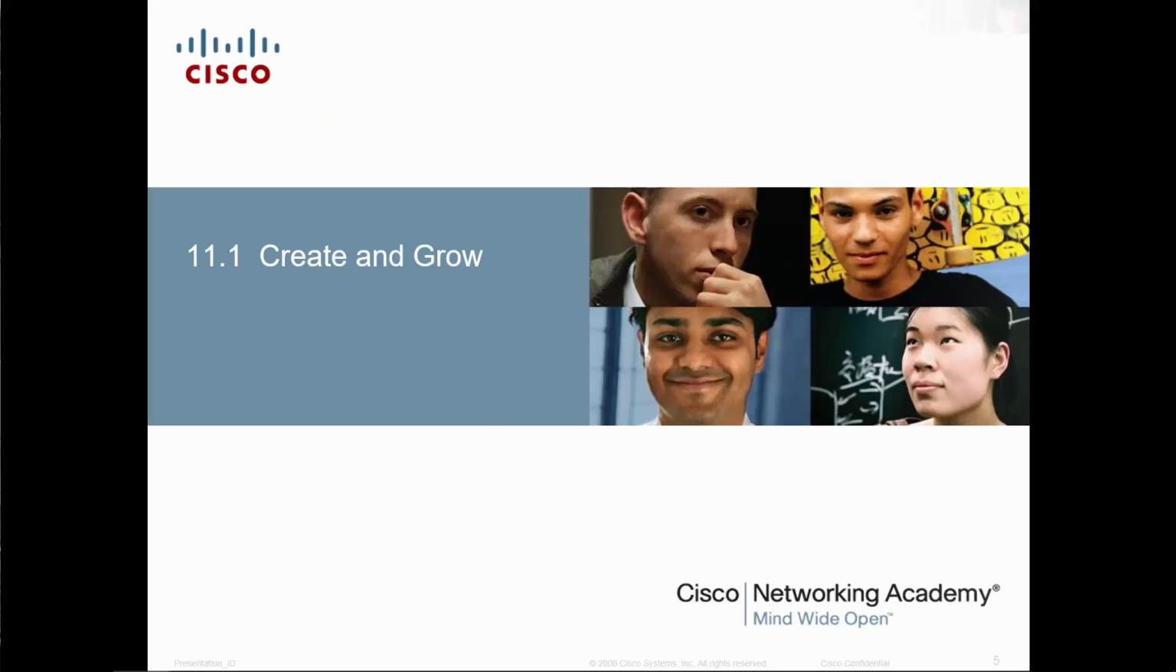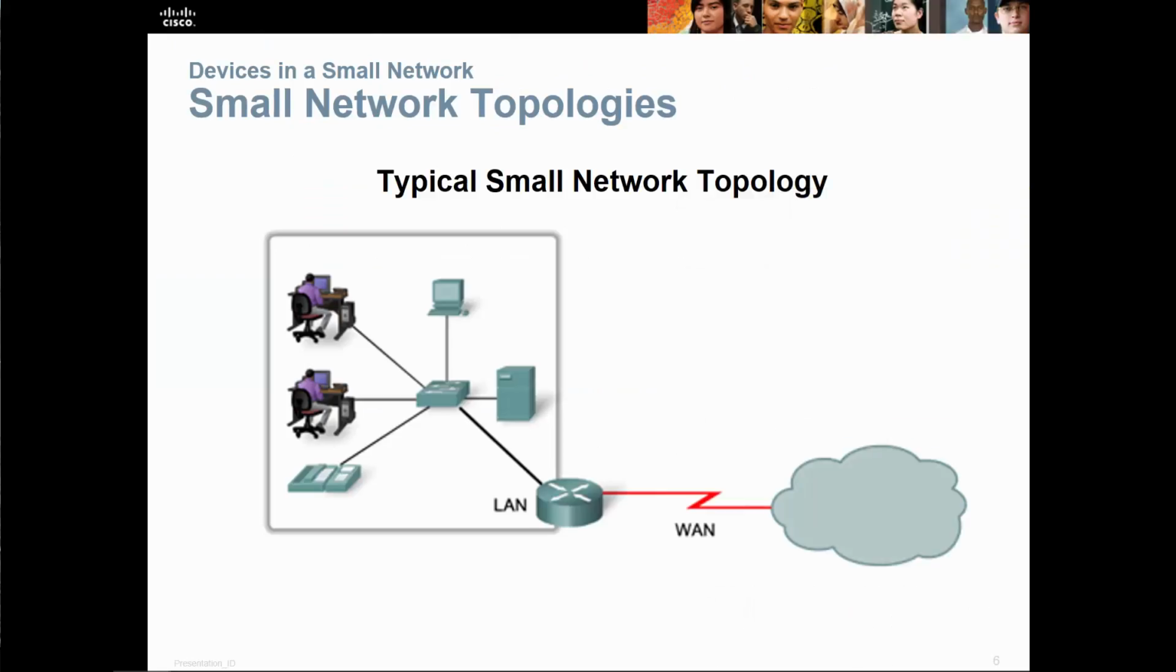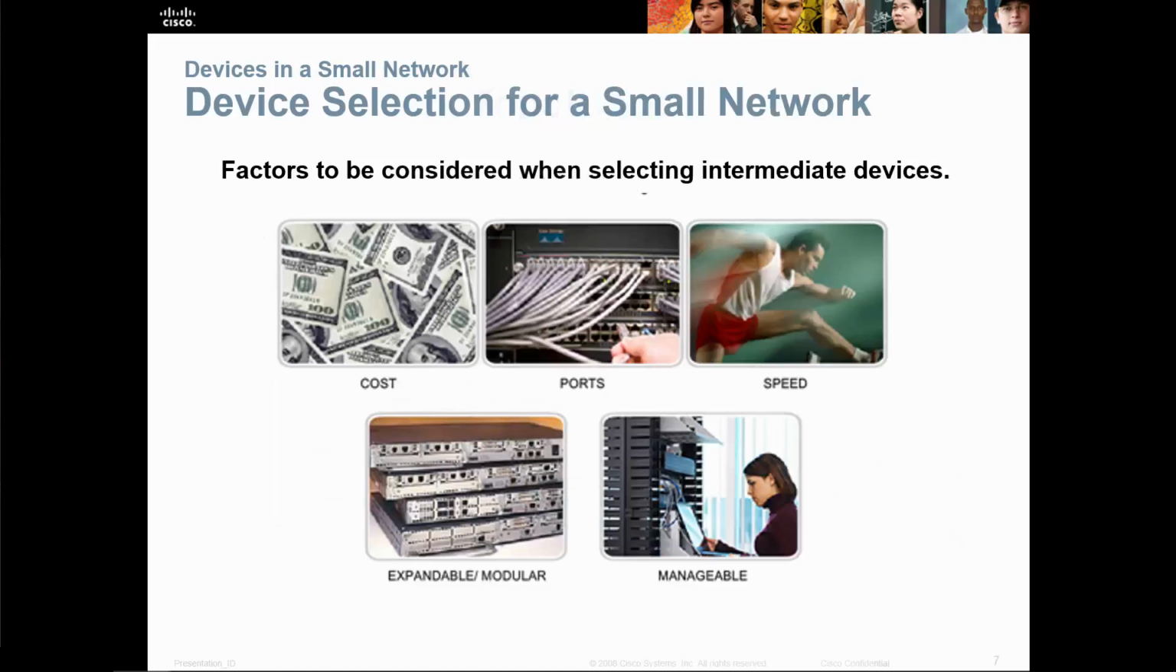So let's go ahead and talk about how networks are created and how they grow. So a typical small network is probably going to be a few hosts connected to some type of combo LAN/router device. So when we're picking out devices for our small network, what are some of the considerations?